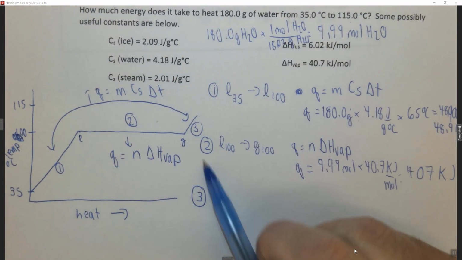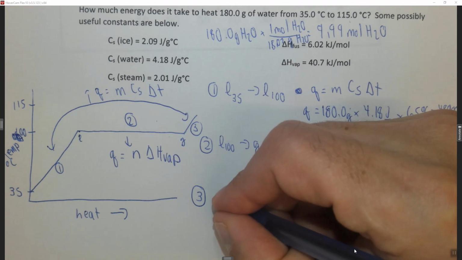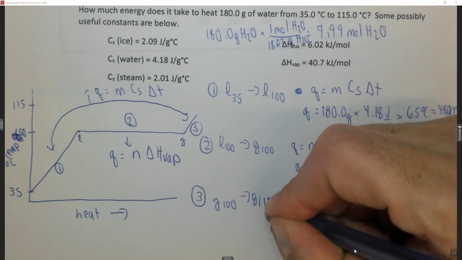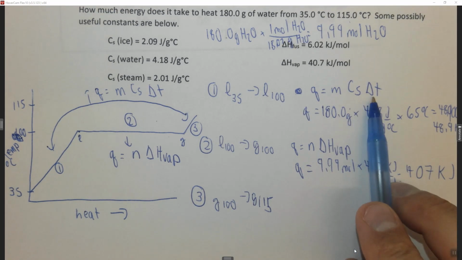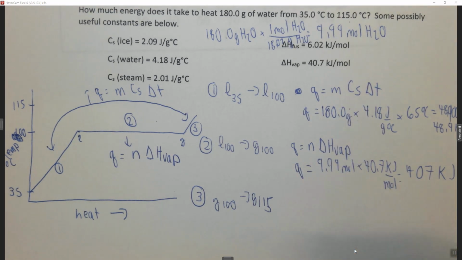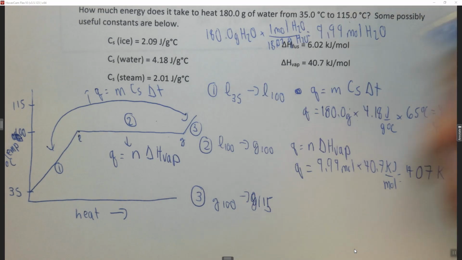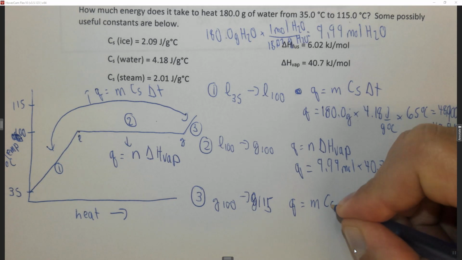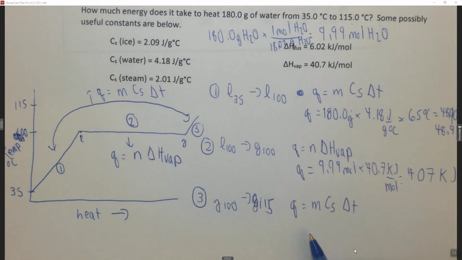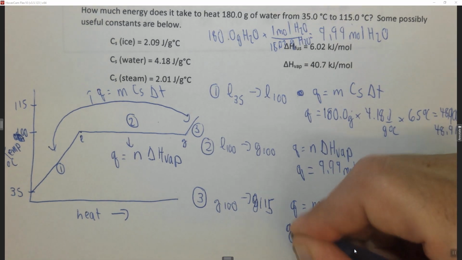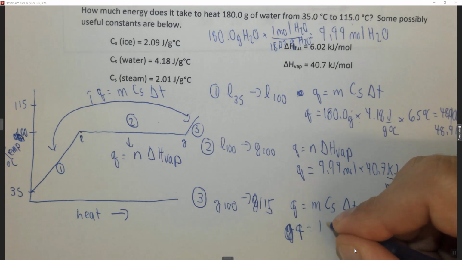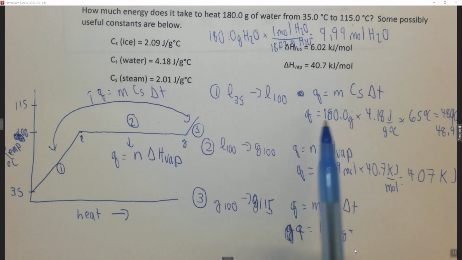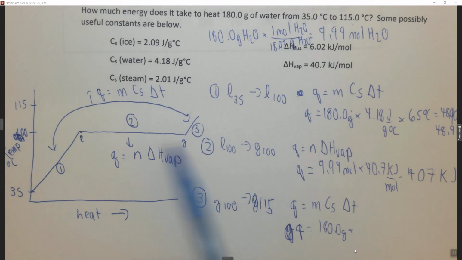Section 3. Section 3 is now from a gas at 100 to a gas at 115. Note that when you have a change in temperature, you use the equation with the change in temperature in it. All right, that's just kind of a way to remember if you're not sure which one to use. So here Q equals m c sub s delta T. All right, the mass is still a 180 gram sample. The specific heat capacity of steam is different than water, which is why you can't combine these two steps into a whole total temperature change.